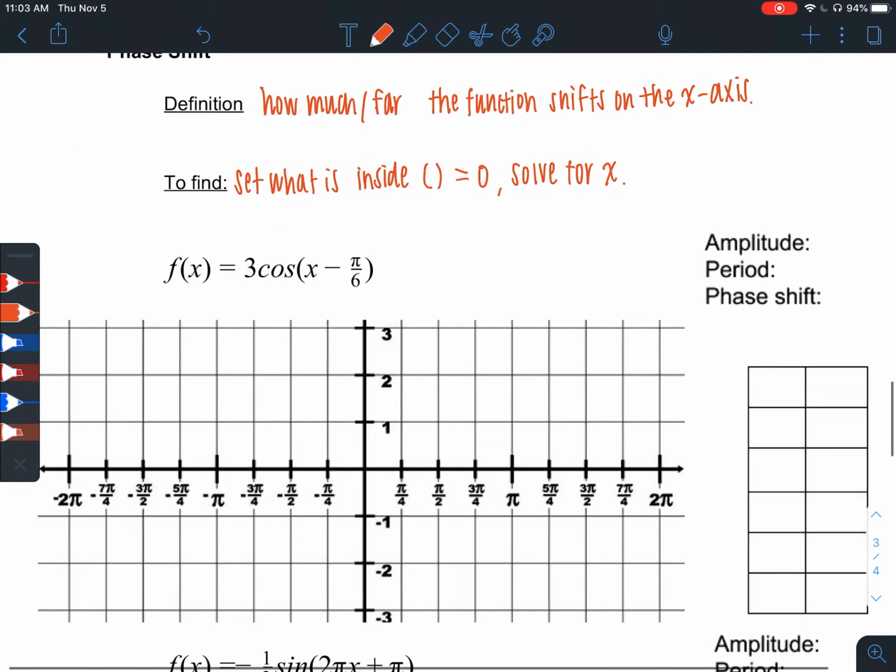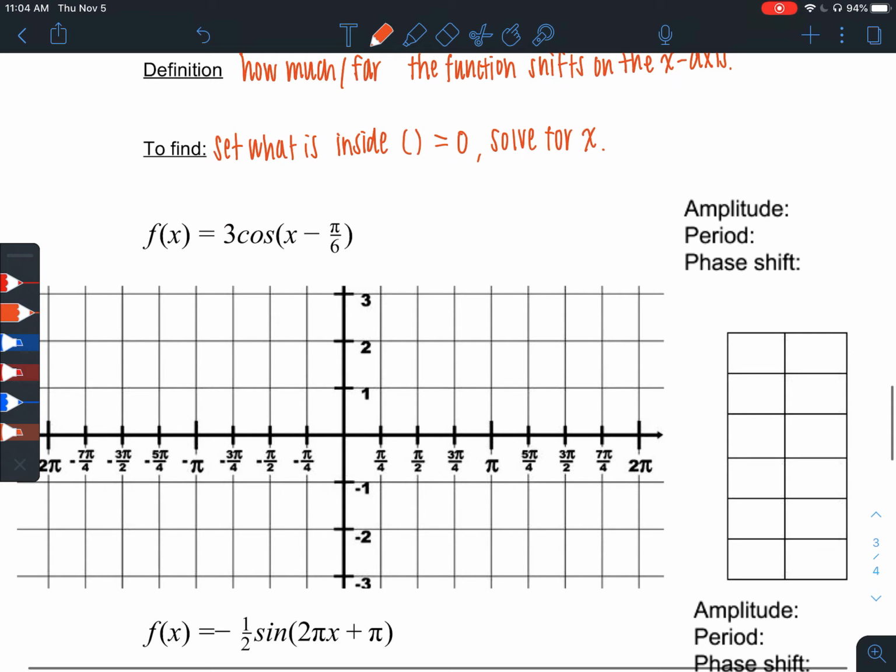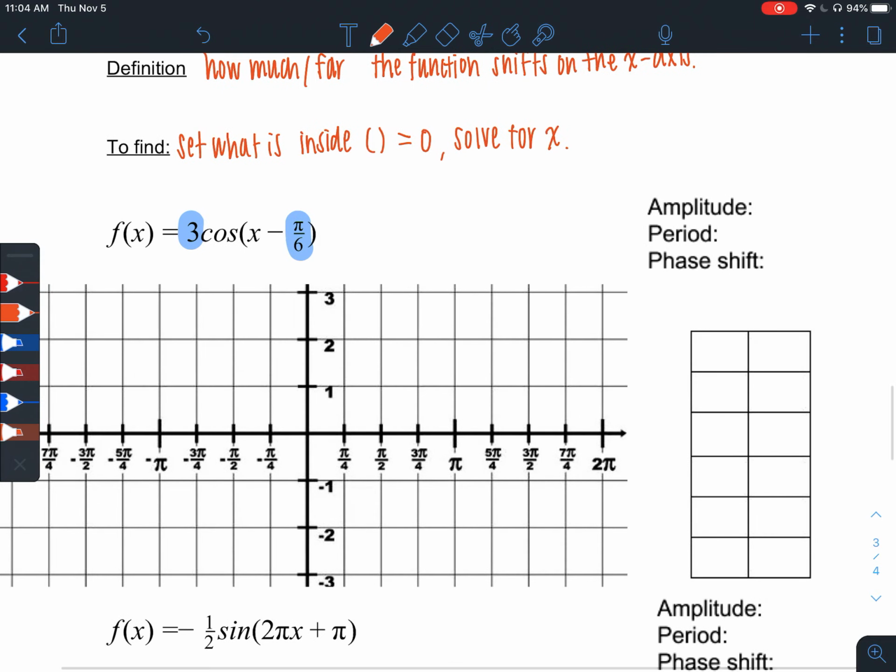Okay, so for this one we have a couple different transformations. You'll notice the 3 and that pi over 6. So let's go ahead and talk about what they do. The amplitude is going to be 3. The period is, we've got a 1 in front of that x, so it's still 2 pi. And then our phase shift, to find it, we set x minus pi over 6 equal to 0 and solve. So x equals pi over 6 is our phase shift.